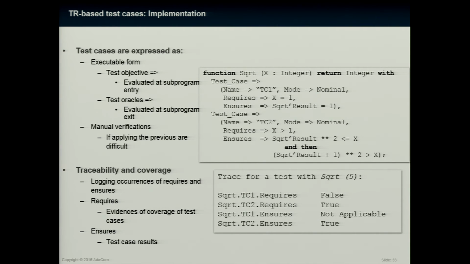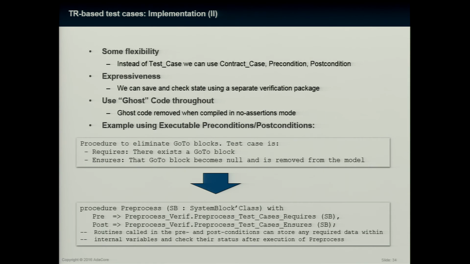This is an example for a square root function where we have one test case named TC1 that's the case where x is equal to 1, and another test case where it's greater than 1. Whenever you call this function, the appropriate logging would take place to indicate whether that test case has been covered. There are other ways to do it. You don't have to use that particular construct, but the point is that you use ghost code throughout, so that it all disappears when you're not generating qualification materials.